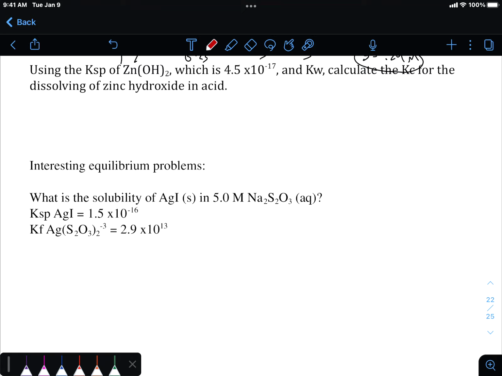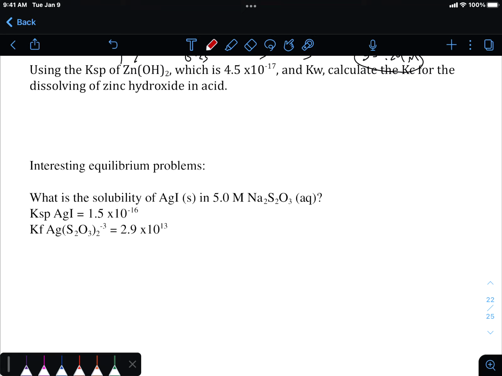All right, so we are going to continue learning how to calculate simultaneous equilibria problems, especially ones that involve complex ions and solubility products. So, starting with this problem here, it says using the Ksp of zinc hydroxide, and they give it to you, and Kw, calculate the new equilibrium constant for the dissolving of zinc hydroxide in acid.